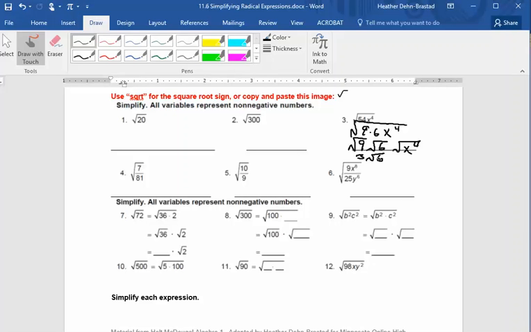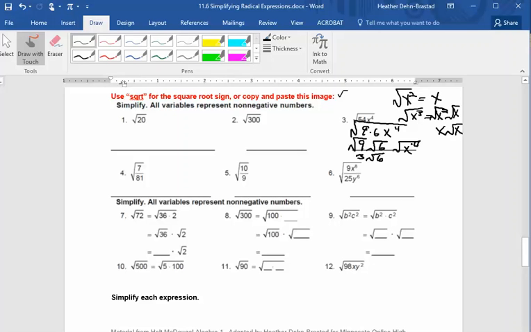But the square root of x to the 4th, you might be a little confused about that part. If it is an even exponent, then you can take the square root of it. The square root of x to the 2nd is just x, because x times x equals x squared. The square root of x to the 3rd can be rewritten as the square root of x squared times the square root of x. And the square root of x squared we know is just x, so the answer would be x times the square root of x.